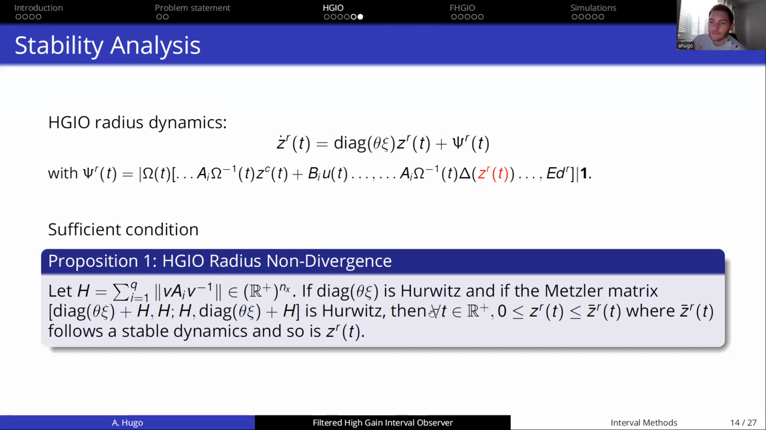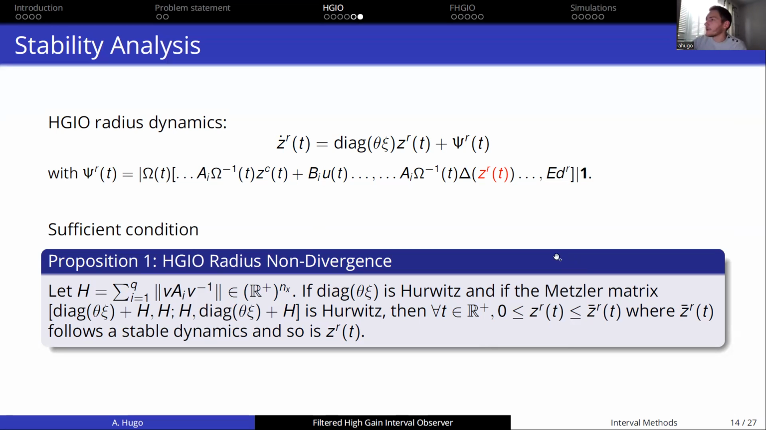So each time we want to design such an observer, the eigen interval observer, we need to make sure that L makes the system stable and ensures diagonalizability of the state matrix. And after that, we also need to check that we have the non-divergence of the radius dynamics. So it is an additional step before saying that the observer will work as intended.